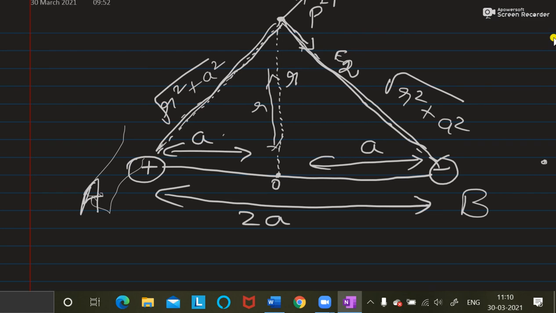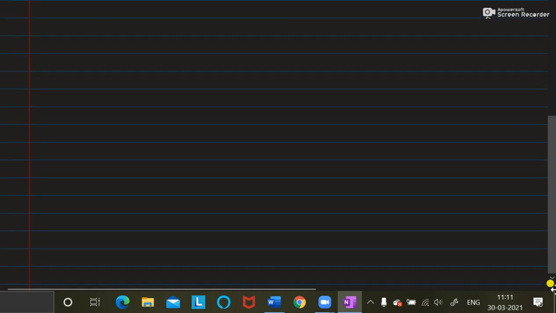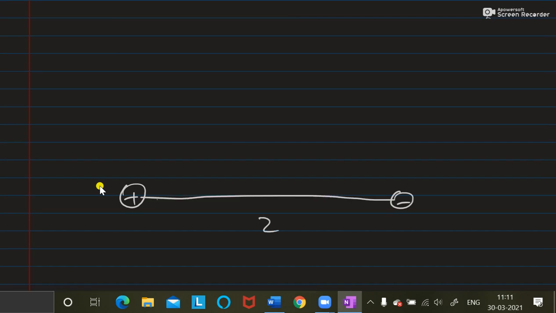Okay. Our point is we have to find the electric field at the point P. This is what we should find, the net electric field. That only I am going to do. I am going to draw another diagram to explain how the electric field is going to change. Now we have plus here, we have minus here. So the distance between these two is going to be 2a.